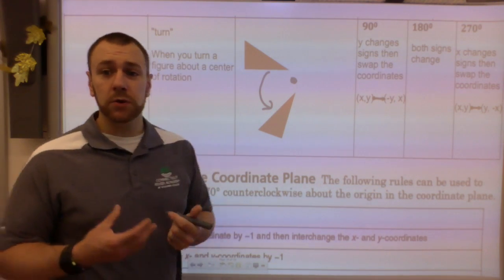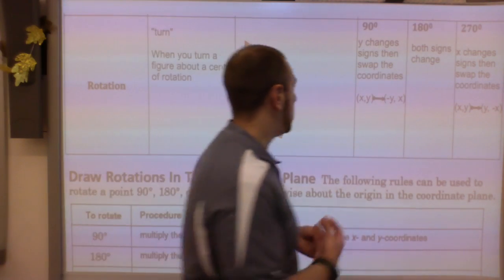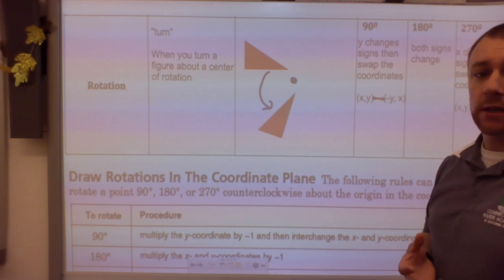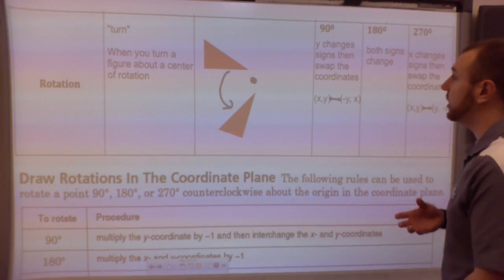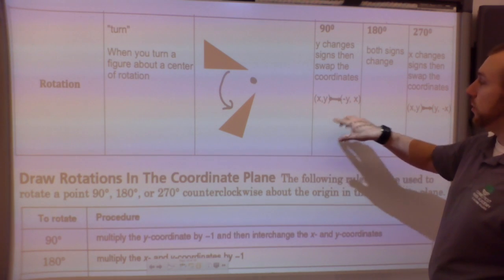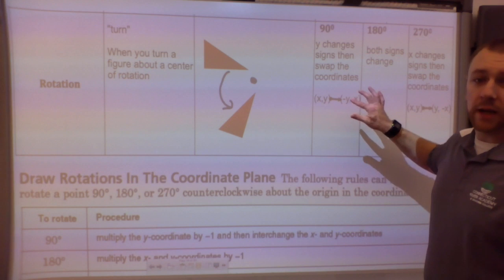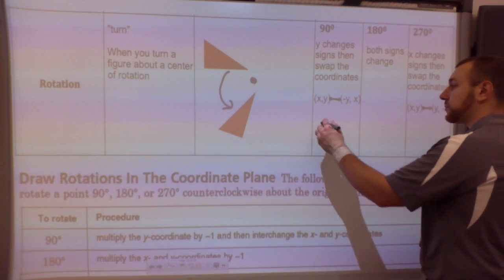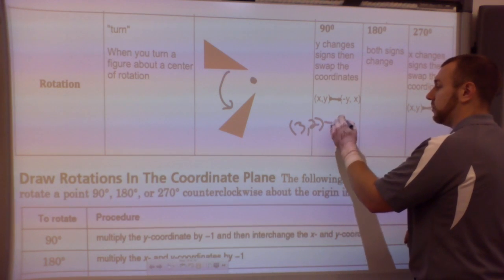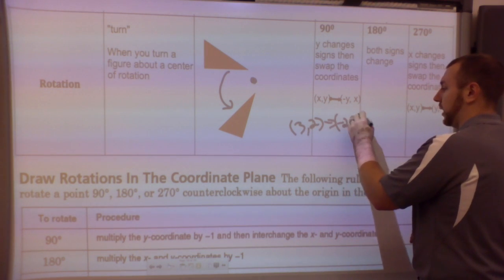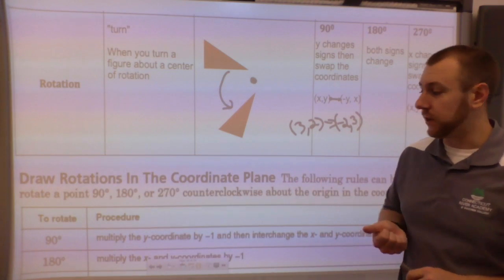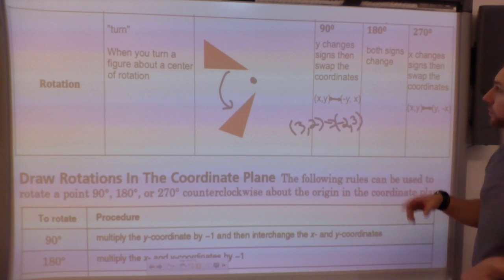Now, if you're rotating at 90 degrees, the y is going to change signs, and then you swap the coordinates. So if you have a point x comma y, you change the sign of the y and then you flip. So let's say I'll give you an example of (3, 2). Now it's going to become (-2, 3), because you change the sign of the y and then you flip the coordinates.